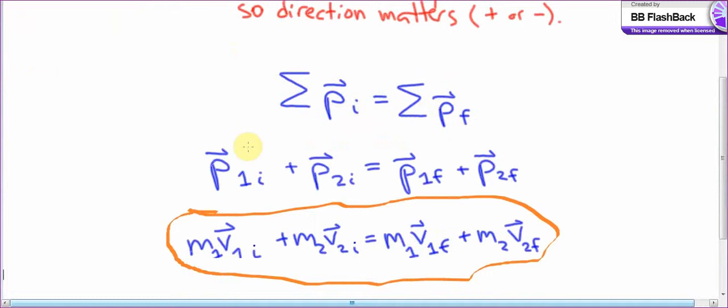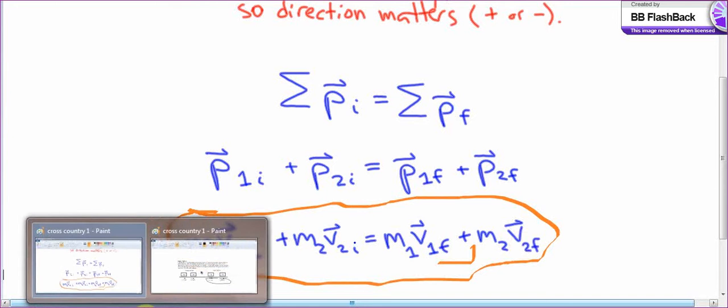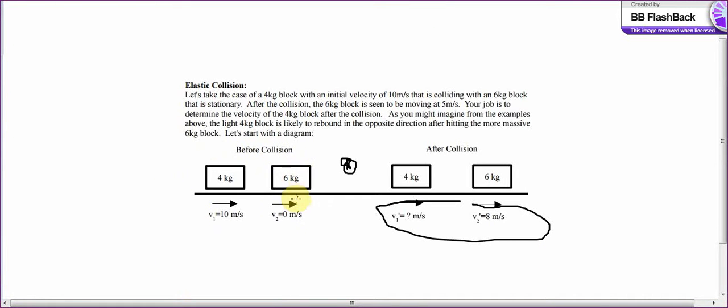Momentums have to equal, meaning the momentum of the first object and the momentum of the second object added together in the beginning has to equal the momentum of the first object and the momentum of the second object added together at the end. So you can see that with mass 1 times velocity 1 initial plus mass 2 velocity 2 initial has to equal mass 1 velocity 1 final and mass 2 velocity 2 final. So the momentum of this at the beginning has to equal the momentum of this at the end.